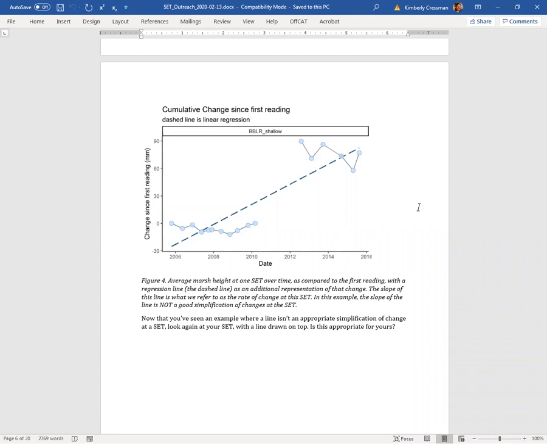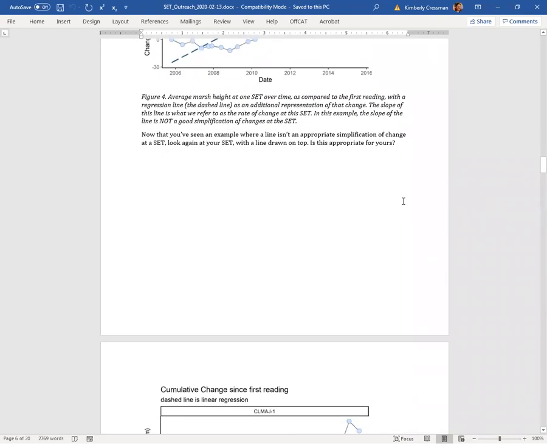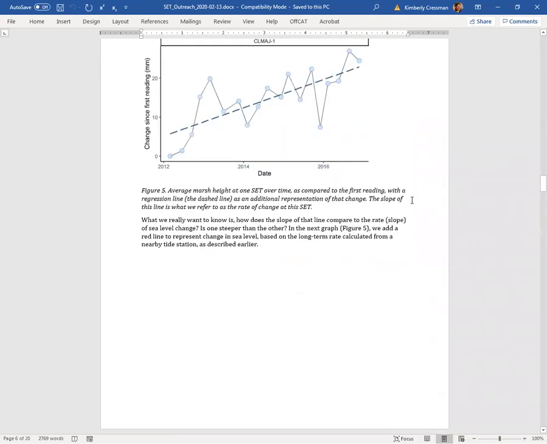So we're really trying to make sure that the technical people take a look at the graphs for all of their sets and make sure that a line is appropriate. I will say, for most of the sets that I've looked at in this project, a line is absolutely fine. But it is something that we want to communicate.